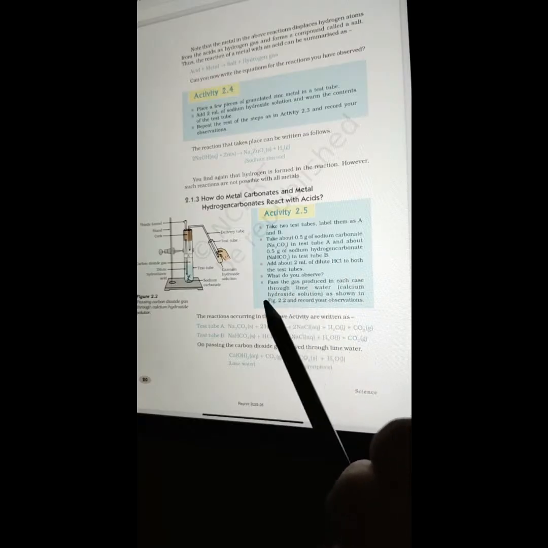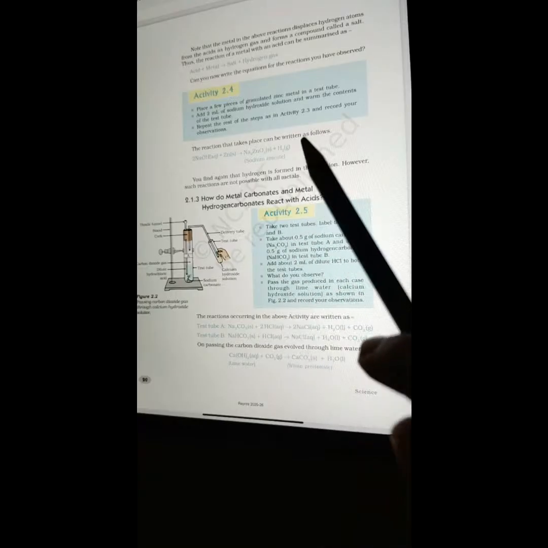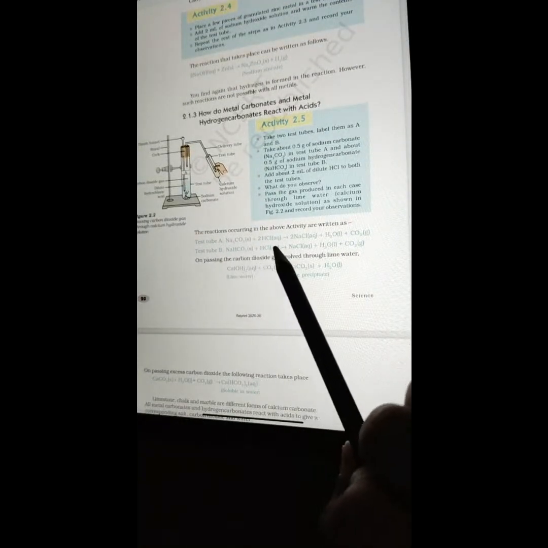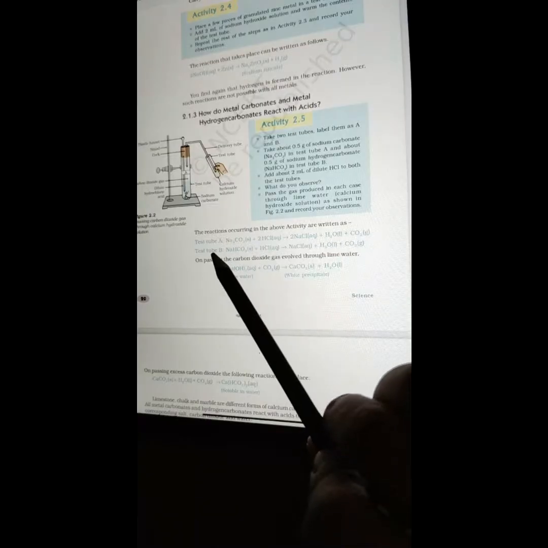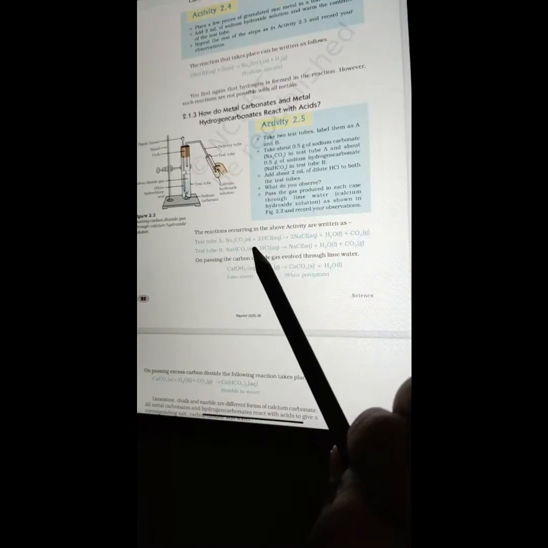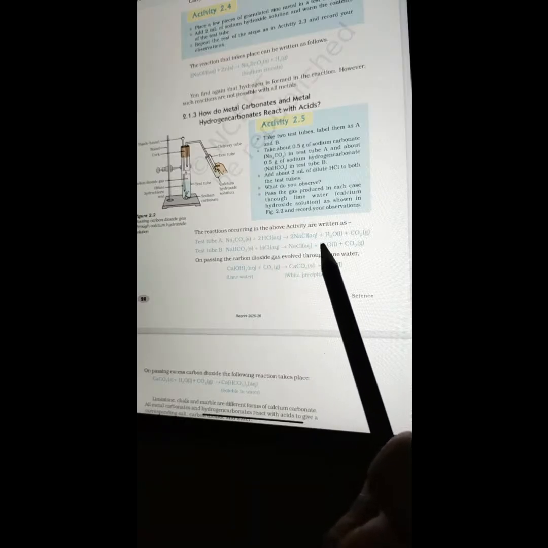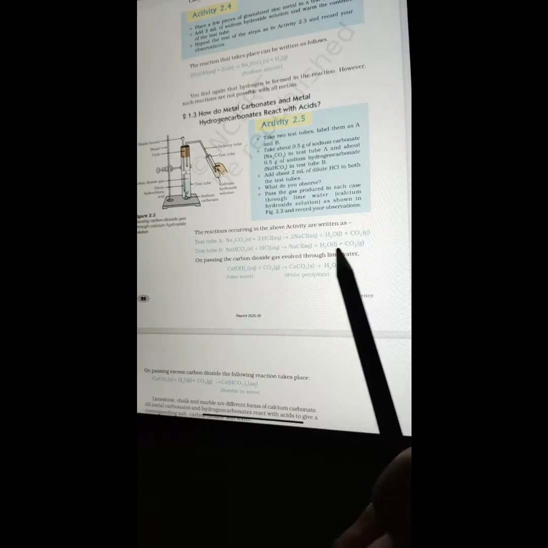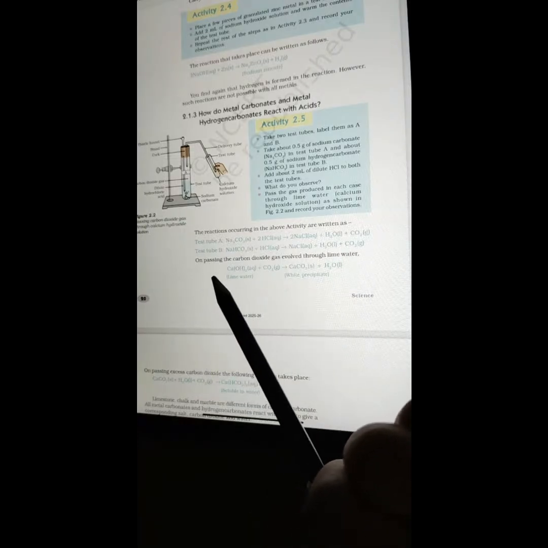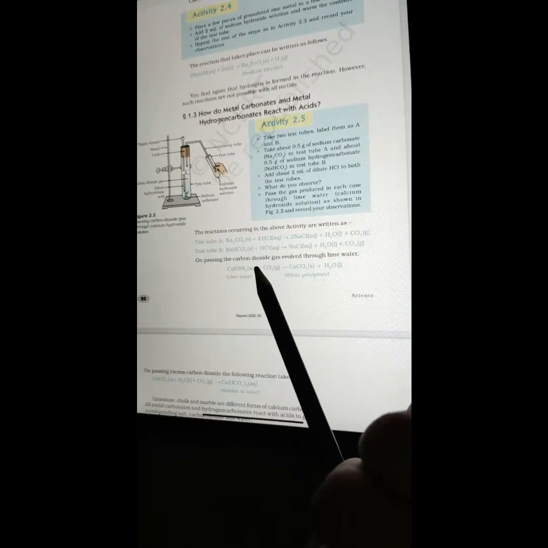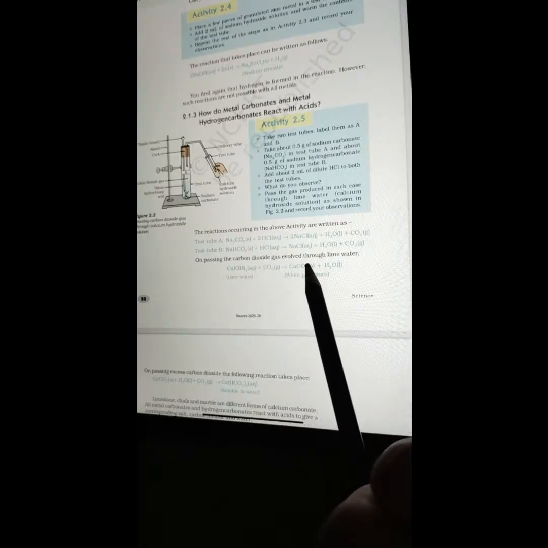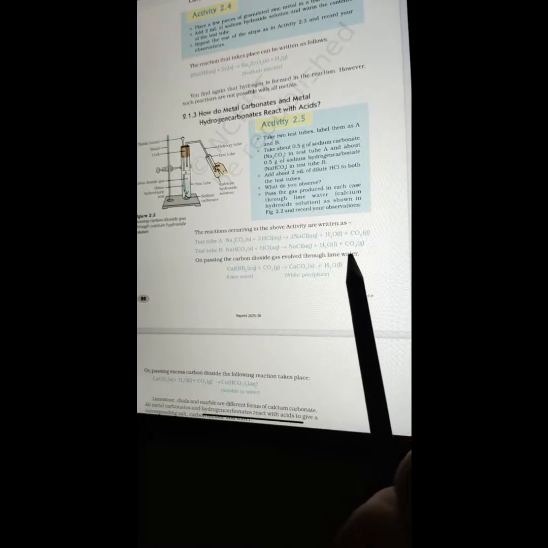What do you observe? Pass the gas produced in each case through the lime water, which is calcium hydroxide solution, as shown in figure 2.2 and record your observations. The reactions occurring in the above activity are written as: in test tube A, Na2CO3 solid plus 2HCl aqueous will give you 2NaCl aqueous plus H2O liquid plus CO2 gas. In test tube B, NaHCO3 solid plus HCl aqueous will give you NaCl aqueous plus H2O liquid plus CO2 gas.